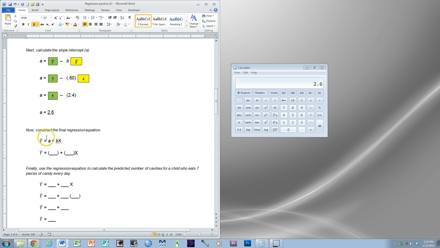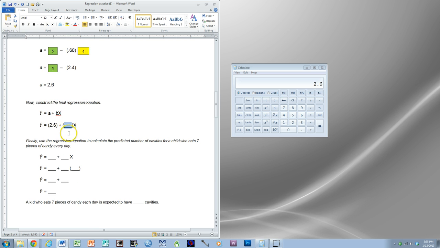Now, we're going to construct the final regression equation below. We know that a is 2.6 because we just calculated that, and we know that b is 0.60 because we calculated that too. So the way this equation works is we start with the 2.6 that we'd expect if they ate no candy, and then for every piece of candy they eat a day, we increase the prediction by 0.6 cavities. Use the regression equation to calculate the predicted number of cavities for a child who eats 7 pieces of candy every day.